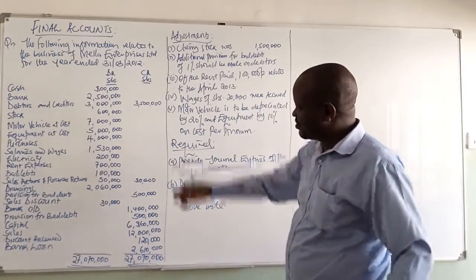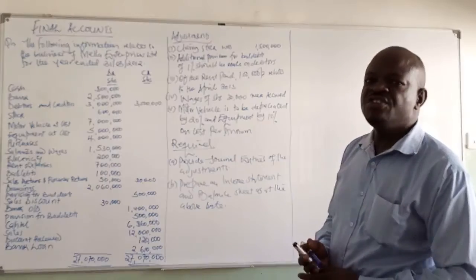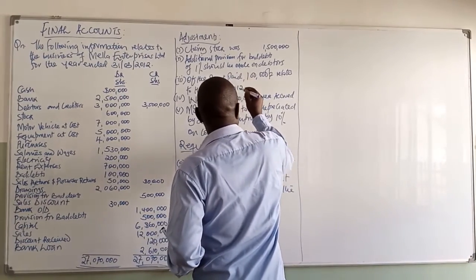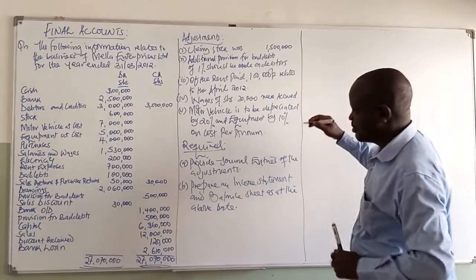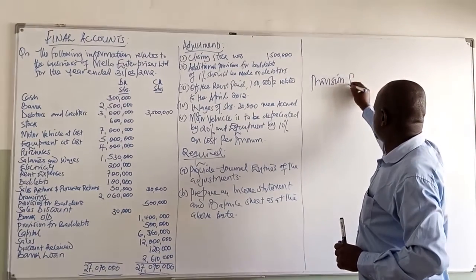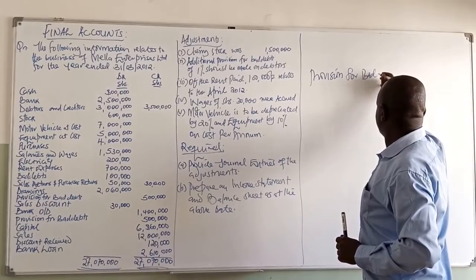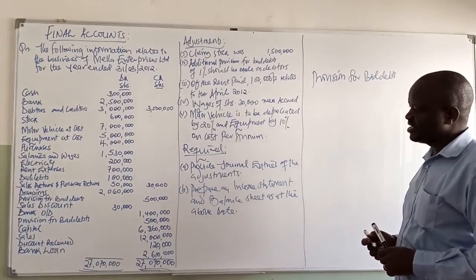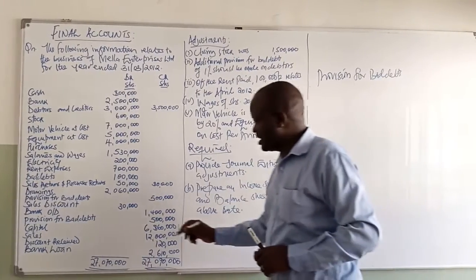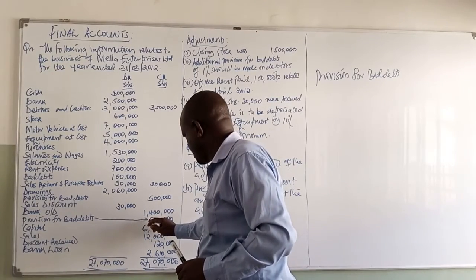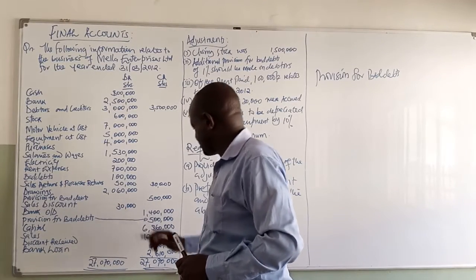But when you look in that question, there is something new which has come in. And that new thing that has come in is provision for bad debts. We are having provision for bad debts in that question. And you can see it here. Provision for bad debts, 500,000.